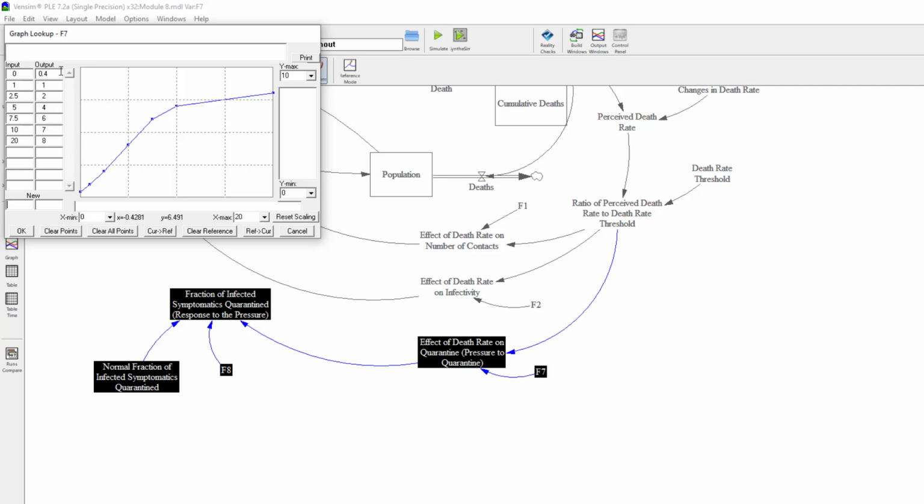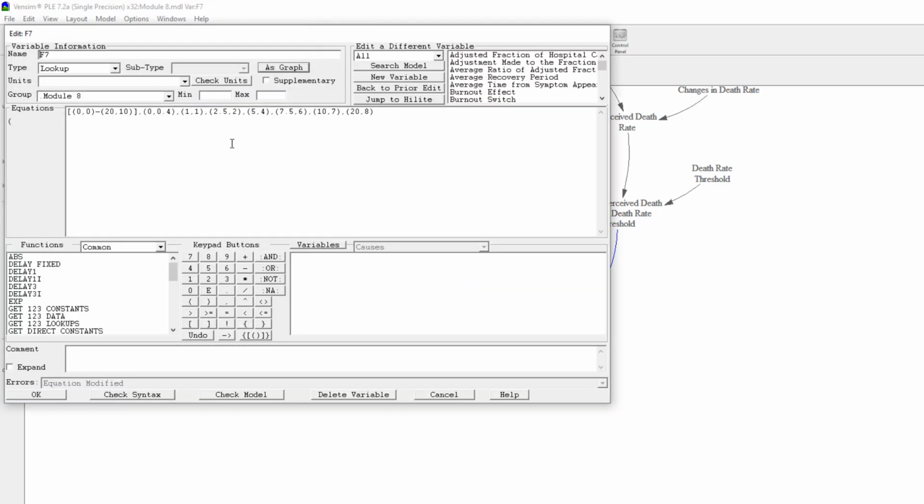And if the death rate goes above 20 times the death rate threshold, then it's going to continue to be at 8. Okay, so 8 is the most pressure that's going to be put on the fraction of infected symptomatics to be quarantined. Right, so that's what it means. Click OK. And now the unit's going to be dimensionless.